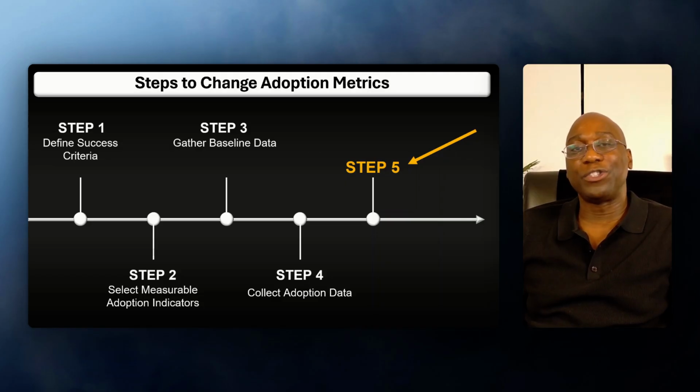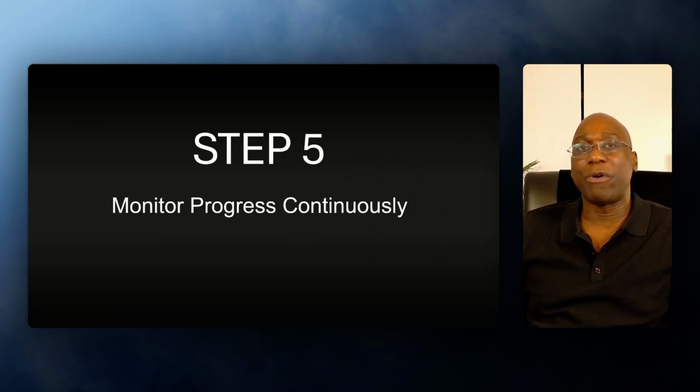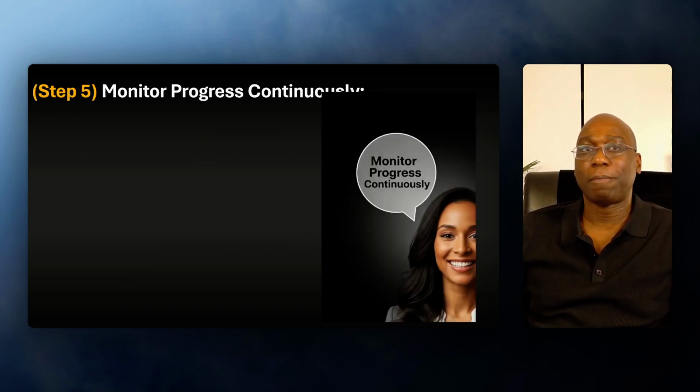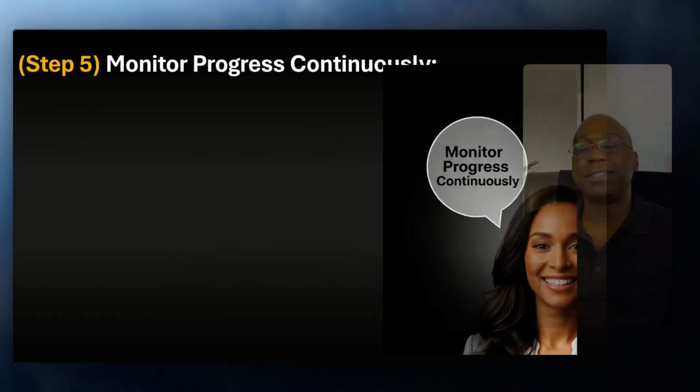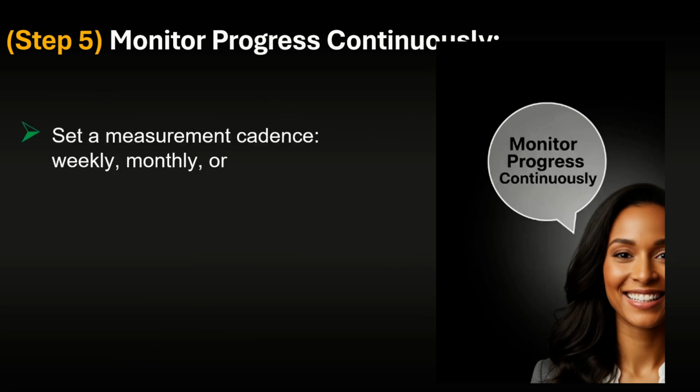And that moves us to step number 5. For step number 5, you want to monitor progress continuously. Adoption isn't a one-time event. It is an ongoing process. So you want to set a measurement cadence, for example weekly, monthly, or quarterly, where you do your change adoption KPI measurement, depending on the size of your project.